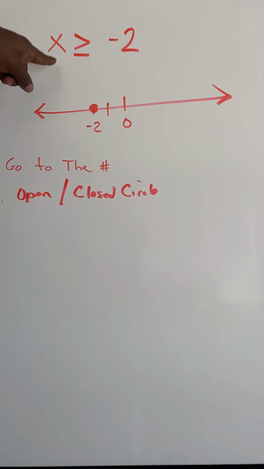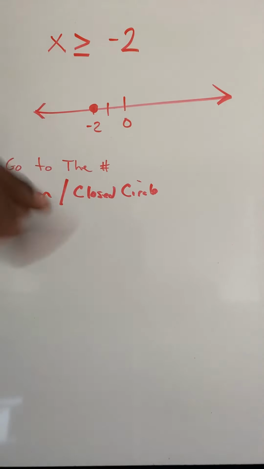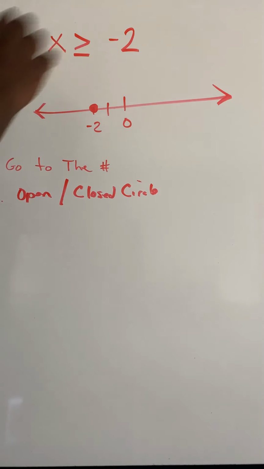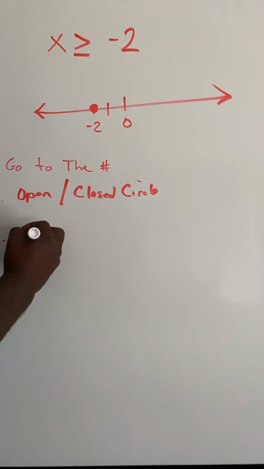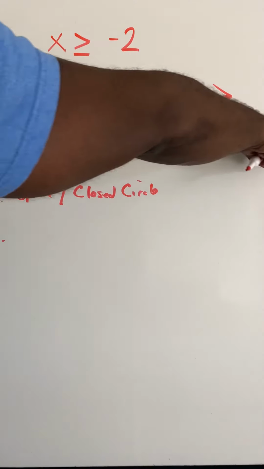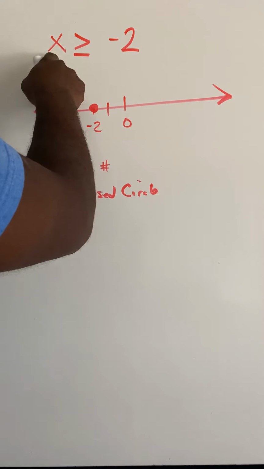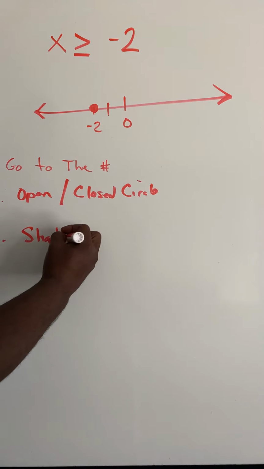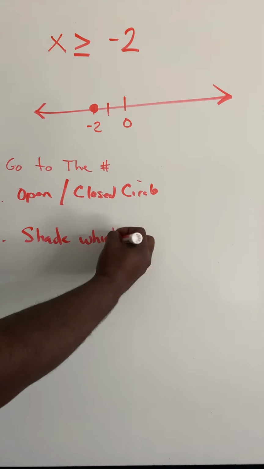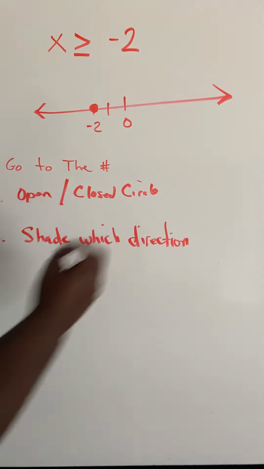So next thing is Pac-Man, the big mouth, the big side. Is it facing the exponent or is it the point? Because if it's the big side, that means greater than. If it's the point, it means less than. So this determines which direction we go. Greater than goes to the right, remember, the bigger numbers are this way. If it's less than, where the point is over here, then it would shade this way. So shade which direction. These are the 3 steps that you need to master for this section.